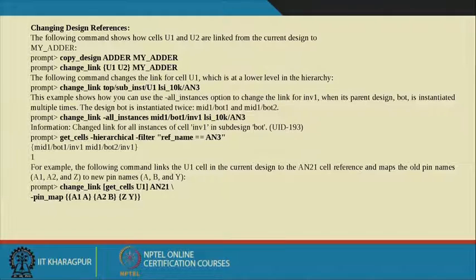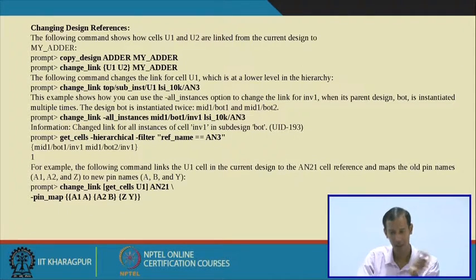You can do it by typing this command, change_link, with the cell name U1 and AN21. That means AN21 is the current design name where this U1 cell is used. So the pin names change from A1 to A, A2 to B, Z to Y. That means A1 will change to A, A2 will change to B, Z will change to Y. Where will it change? This cell U1 will be changed in AN21.